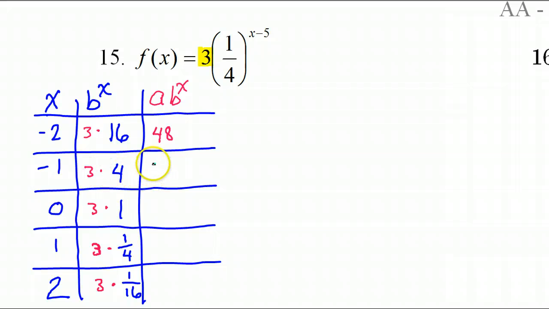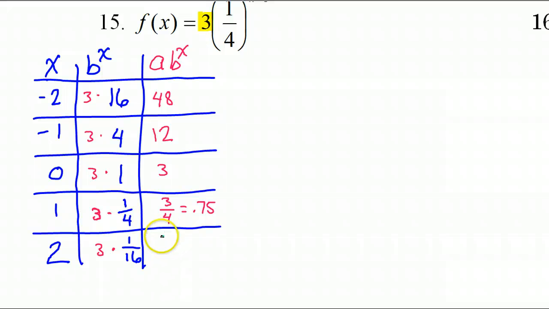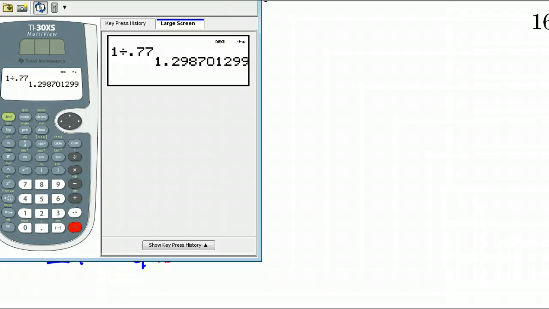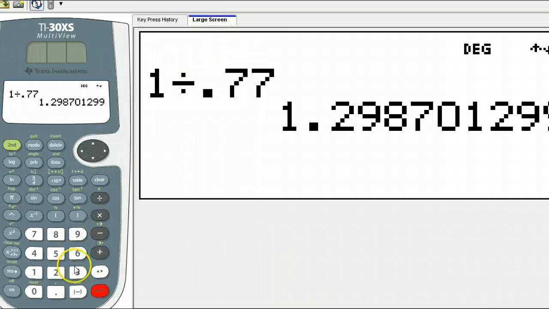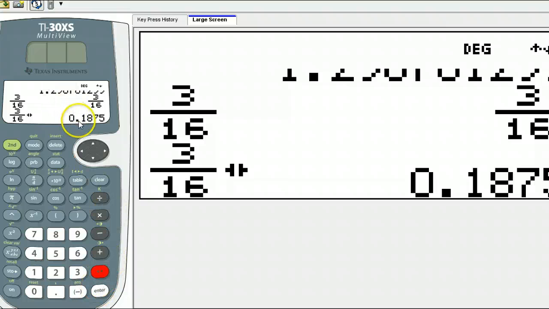3 times 4 is 12. 3 times 1, of course, is 3. 3 times 1/4 is just 3/4. And, you know, which, if you need it, is the same thing as 0.75. And 3 times 1/16 is just 3/16, which, by the way, is 0.18, that's basically 0.2.